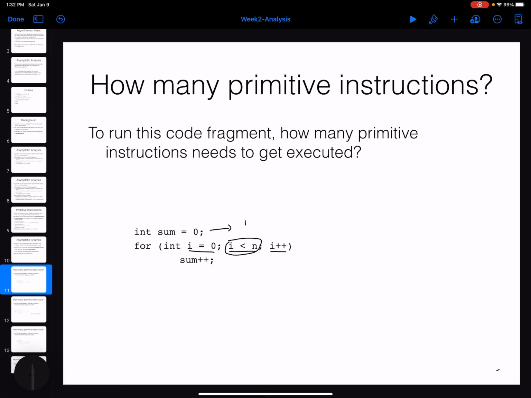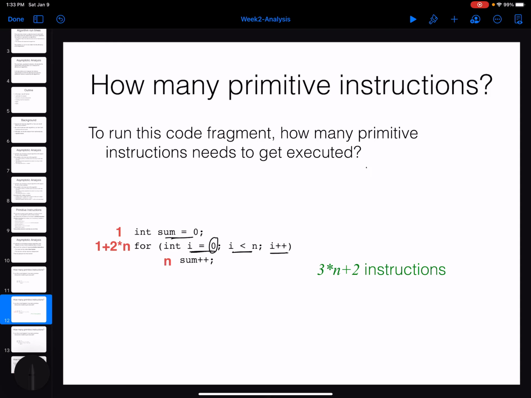So the total number of instructions here is going to be 1 for this initialization. This comparison is going to be executed more than once. How many times is this one going to be executed? n number of times you will execute this, right? For example, if n is 2, it will be executed 2 times. If n is 10, it will be executed 10 times. This increment over i is also going to be executed n times.